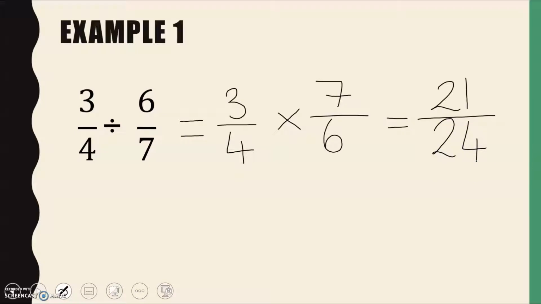Now hopefully we've remembered that last step there was to simplify at the end. So 21 and 24 are both in my 3 times table. And so that should give me 7/8 for my answer there.